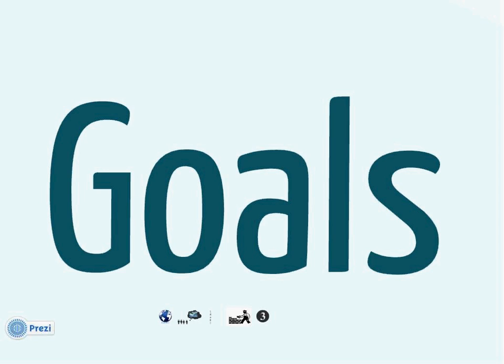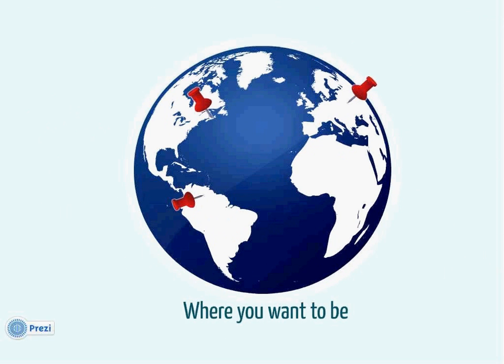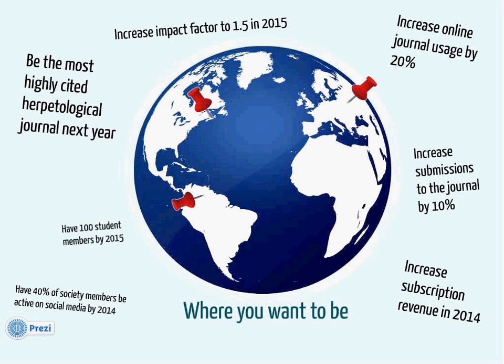Your goals are where you want to be. So think about those short-term things that are going on with your situation analysis. And it could vary for everybody. It could be very different. These are just some vague examples of what your goals could be for your journal or a society. It really depends what's going on with your product.